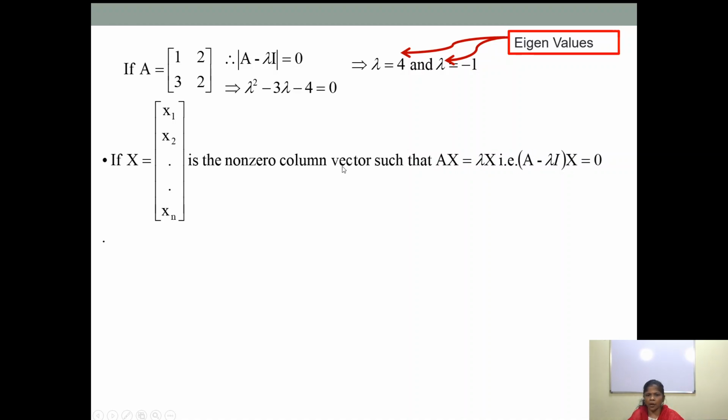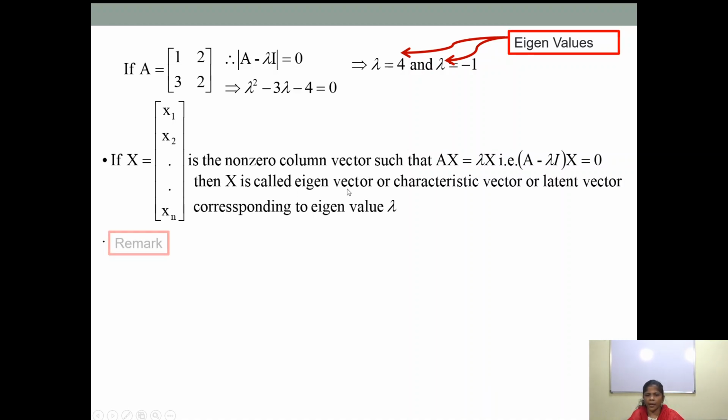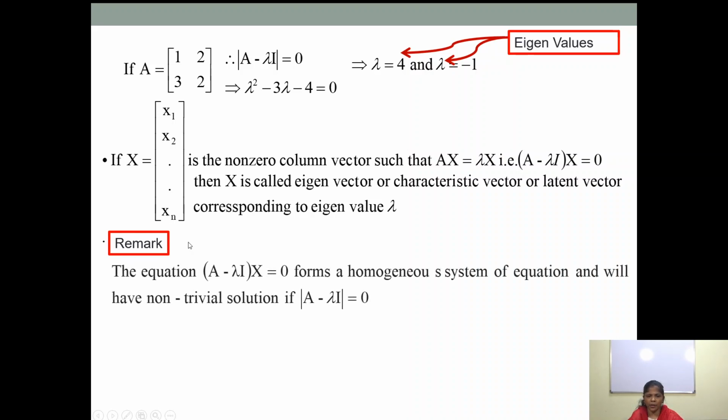A non-zero column vector which satisfies this equation is called an eigenvector, or characteristic vector, or latent vector, corresponding to the eigenvalue lambda. Now see some remarks regarding the above definition. The equation so obtained always forms a homogeneous system of equations, and it will have a non-trivial solution only if the determinant of A minus lambda I is 0.